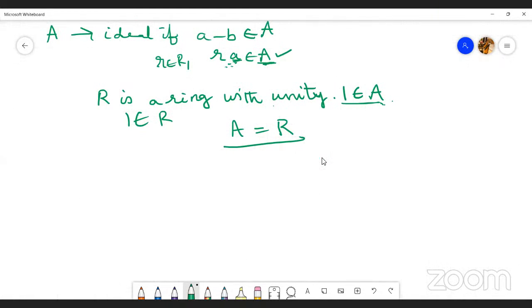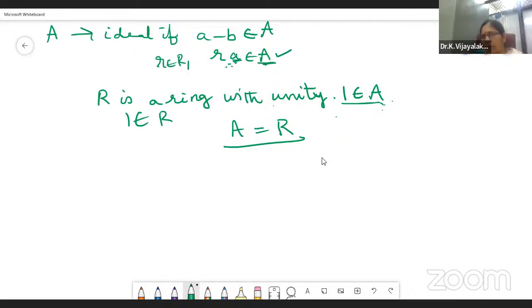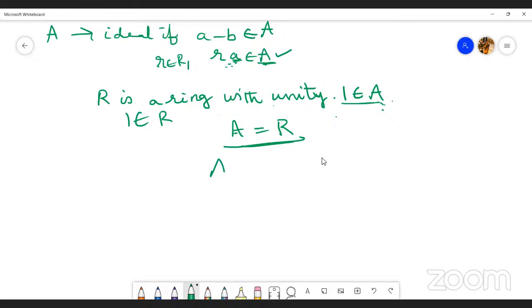R is a ring with unity, and one belongs to A. Then you have A equal to R. Why? Because as an ideal, A is a subset of R. First of all, A is a subset of R always.